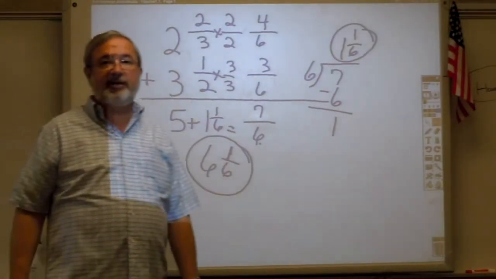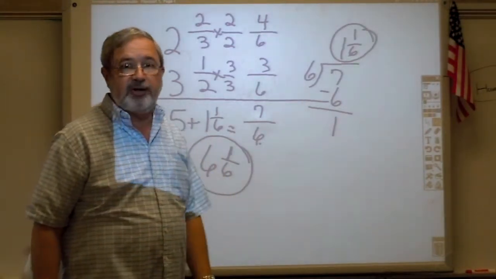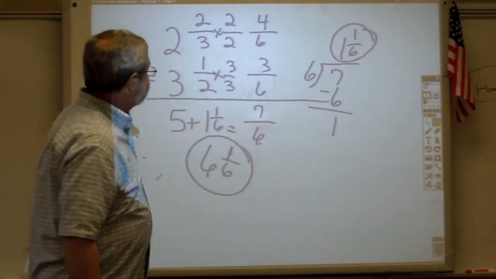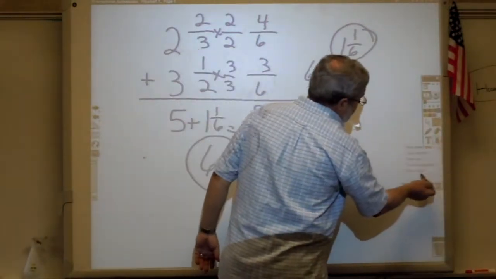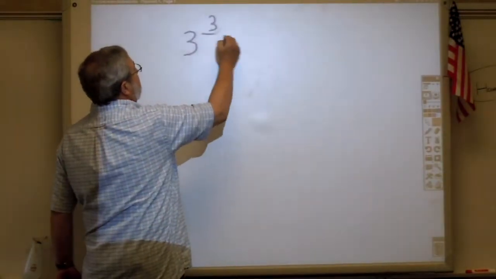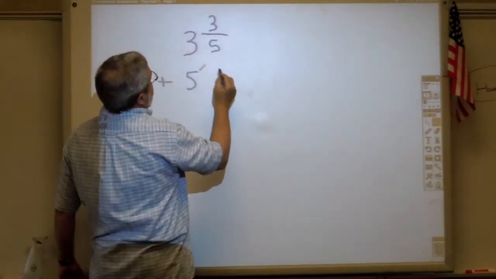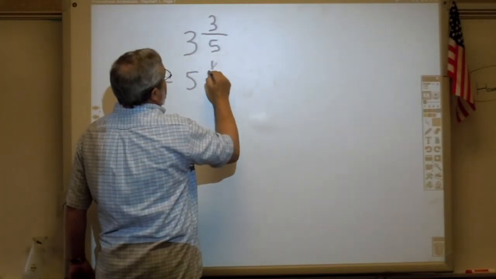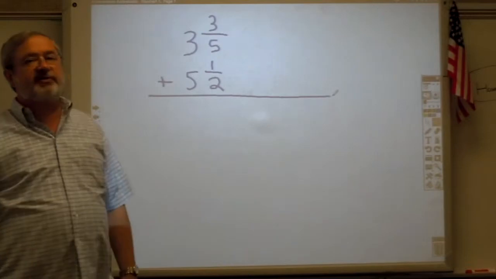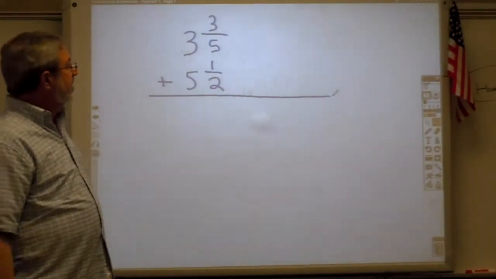Take a look at that one for a minute. If you need to pause it and stare at it, play it back a time or two, that's fine. Nobody else will know. Take a real hard look at that because that's what's coming up next. All right, here's your next one that I want you to do. Okay, 3 3/5 plus 5 1/2. Write that one down, pause, work it out, come back and let's check it.